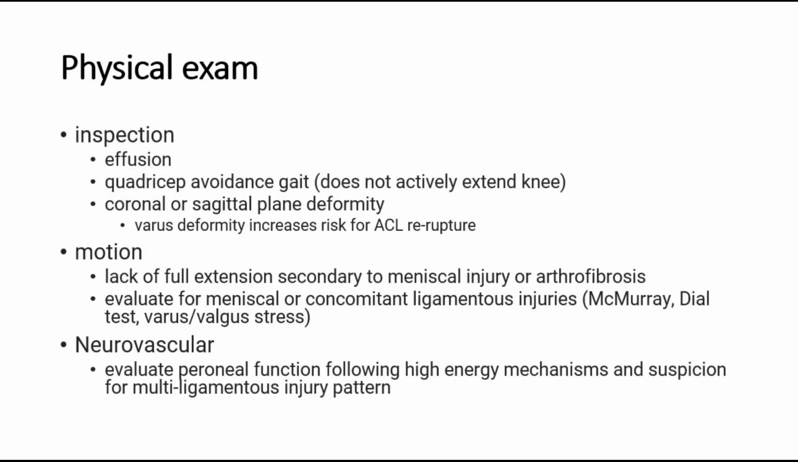On inspection, look for effusion, quadricep avoidance gait where the patient does not actively extend knee, coronal or sagittal plane deformity. Varus deformity increases risk for ACL re-rupture. For motion, there will be lack of full extension secondary to meniscal injury or arthrofibrosis. Also evaluate for meniscal or concomitant ligamentous injuries by using other special tests. For neurovascular, evaluate peroneal function following high-energy mechanisms and suspicion for multiligamentous injury pattern.